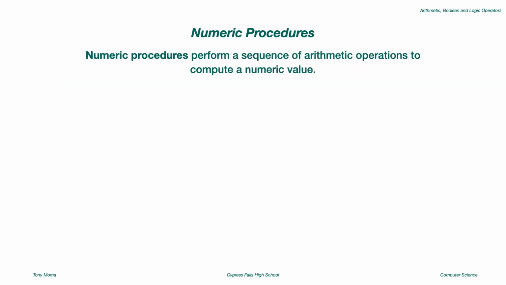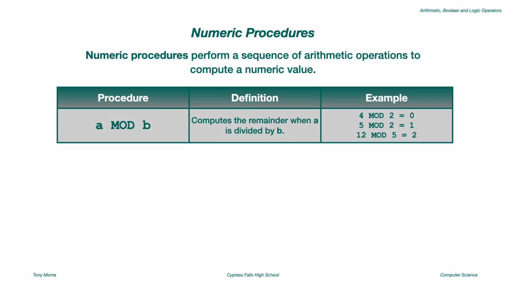In this course, we'll also study a couple of numeric procedures, which are procedures that perform a sequence of arithmetic operations to compute a numeric value. The first one is the mod procedure, which computes the remainder when A is divided by B. For example, when you divide 4 by 2, you get a remainder of 0 because 2 divides 4 evenly. When you divide 5 by 2, you get a remainder of 1 because 5 is an odd number. When you divide 12 by 5, you get a remainder of 2 because that's how much is left over when you divide 12 by 5.